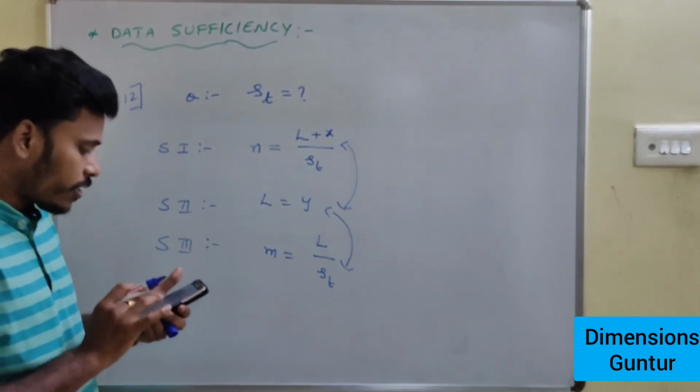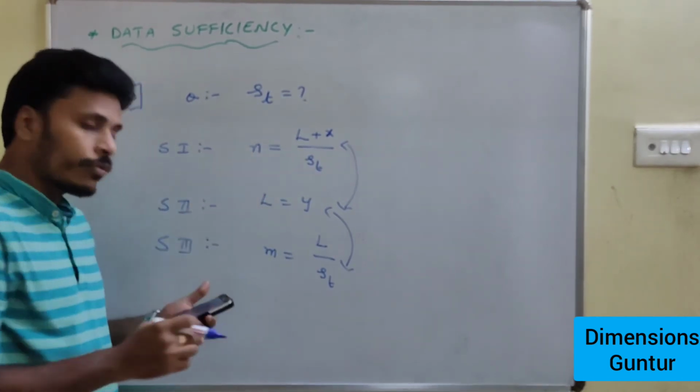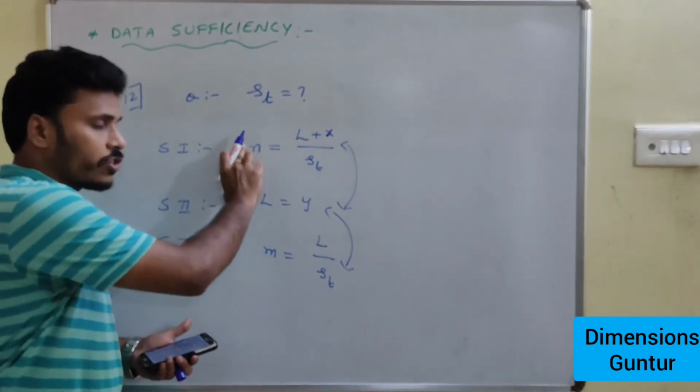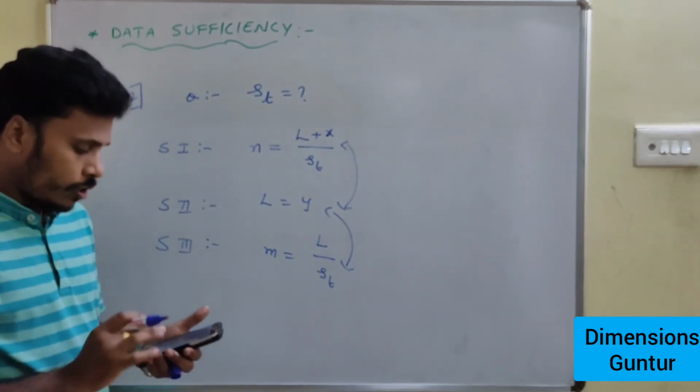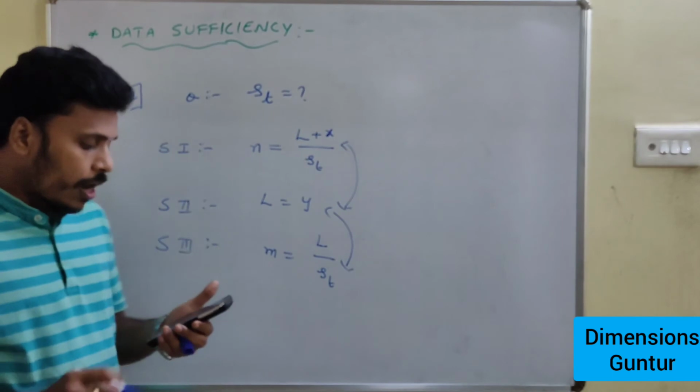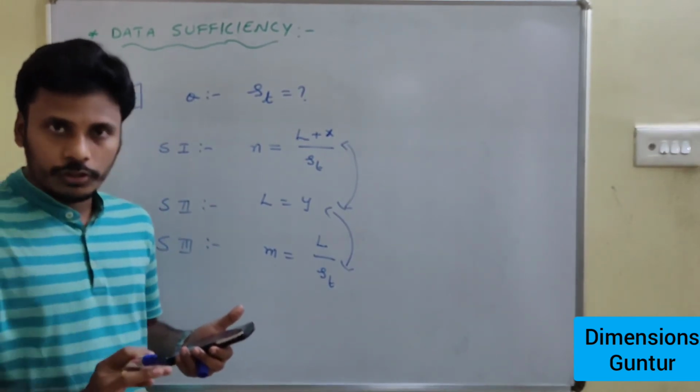So then what is your option? Either 1 and 2 or 2 and 3. The first two or the next two are sufficient to answer the question. So among the options, if you look there, option E is your choice. Okay, that's the 12th question.